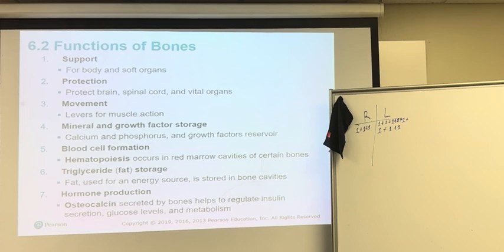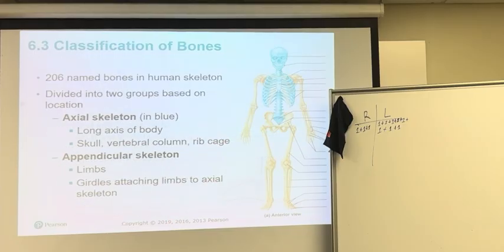They also secrete a hormone called osteocalcin. That hormone regulates so many things in your body, including insulin secretion, glucose level, and the metabolism. Do you know that you have 206 bones in your body? Everyone knows that. Very good.